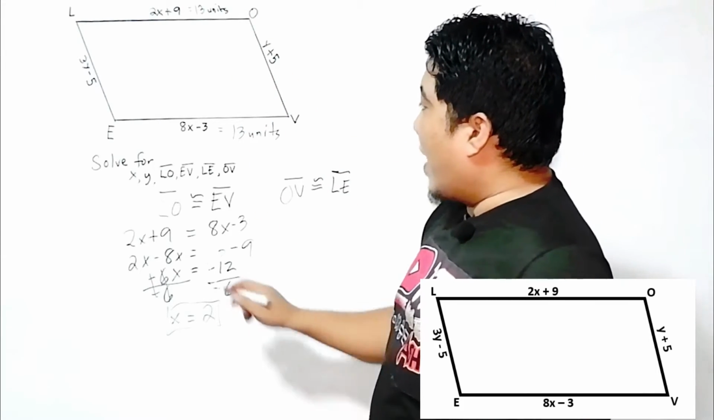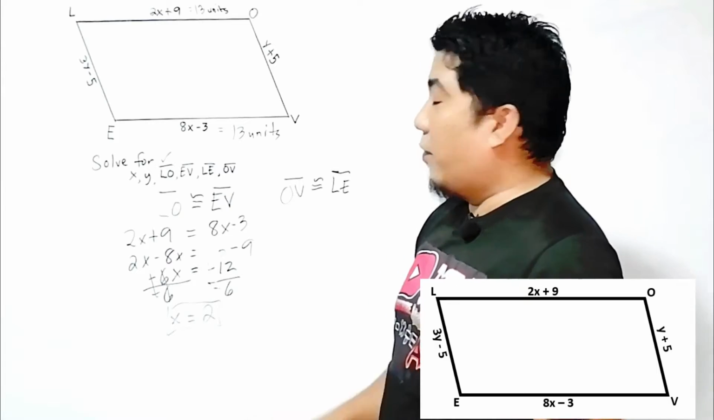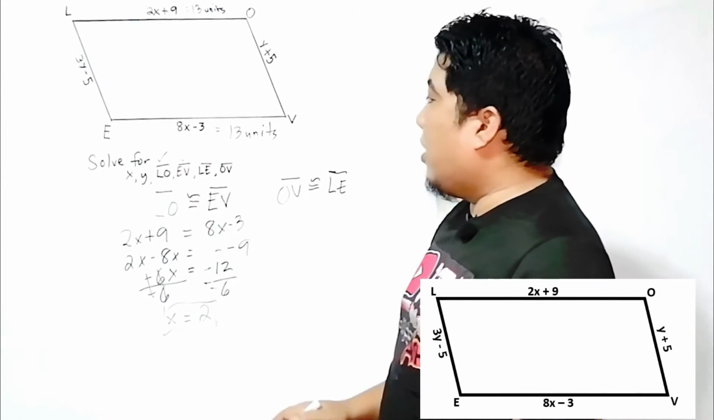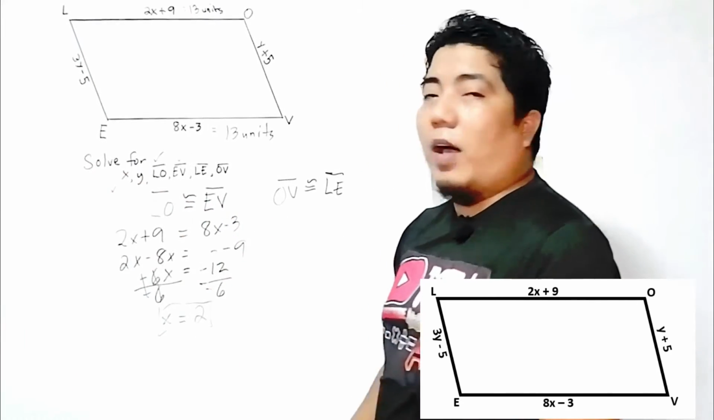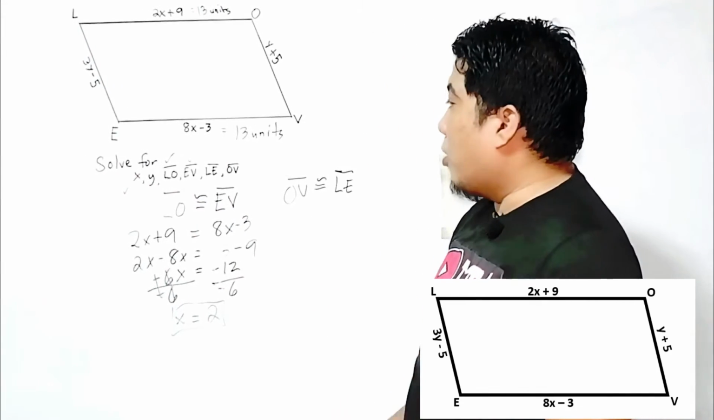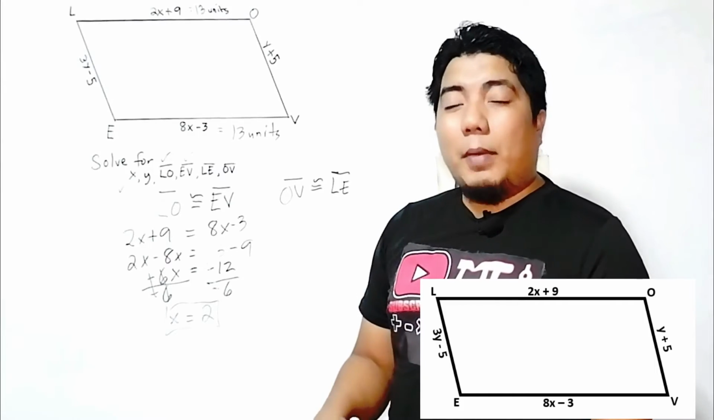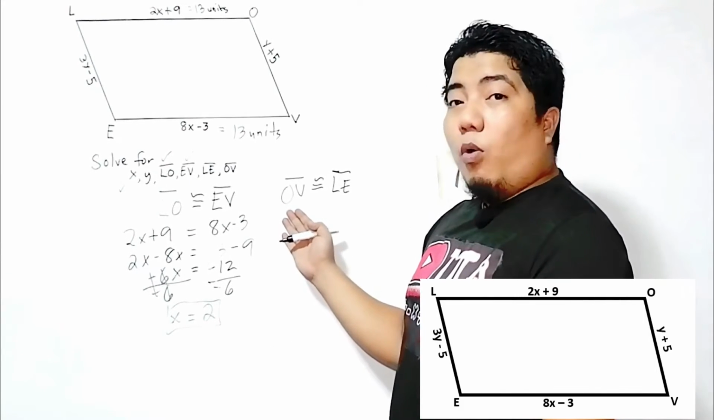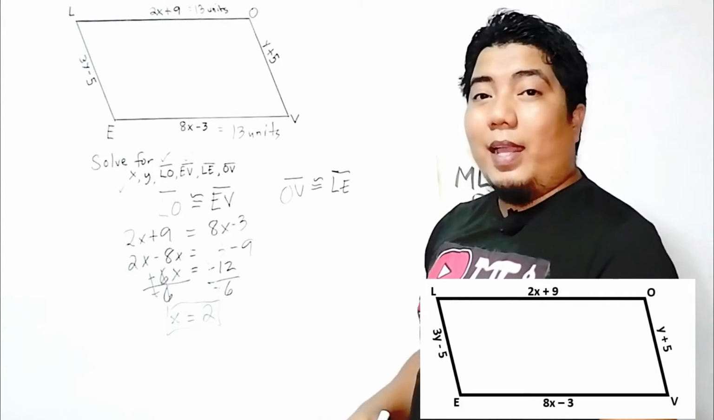So we already have answered the measurement of line segment LO and the measurement of line segment EV, as well as the value of our x. Now, how about the value of our y and the two remaining line segments? So we have here the relationship OV is congruent to LE.